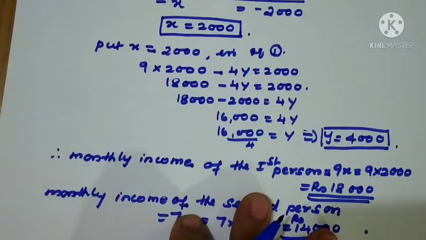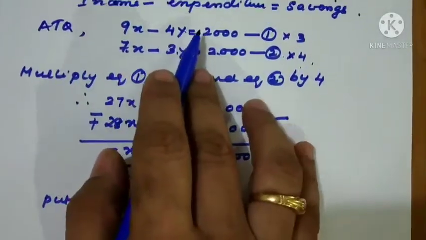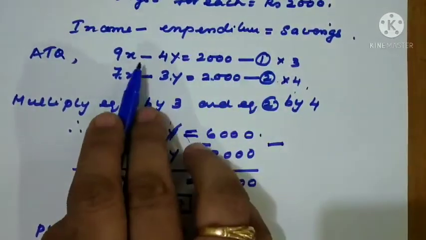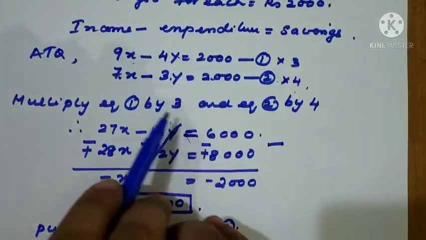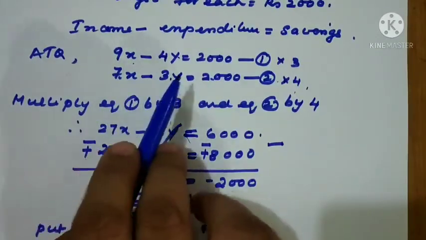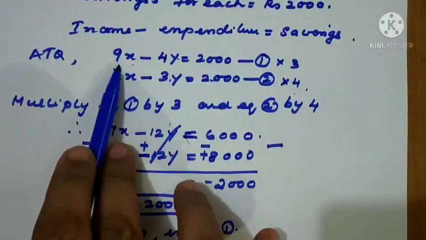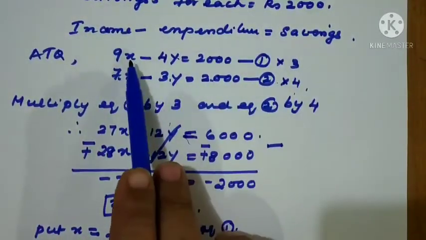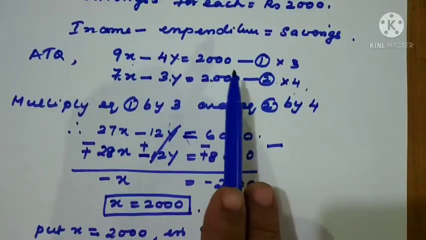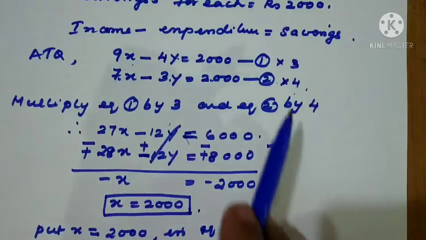Usually children make errors in this question here. Income minus expenditure is the savings. So we should take 9x minus 4y equal to 2000, and similarly 7x minus 3y equal to 2000. Some children will add here, that is wrong. Income minus expenditure is the savings.